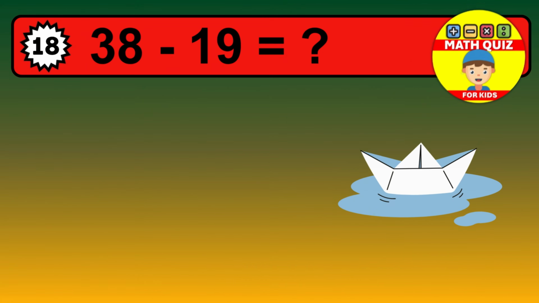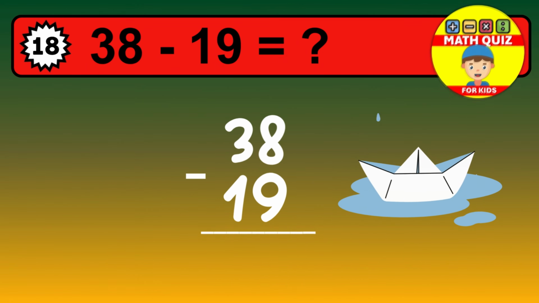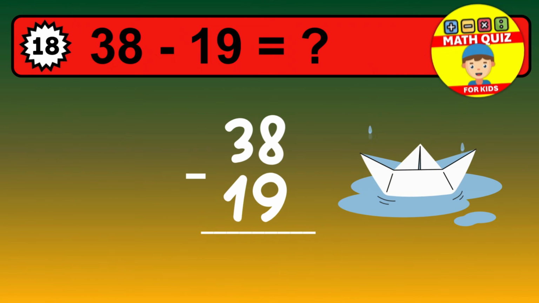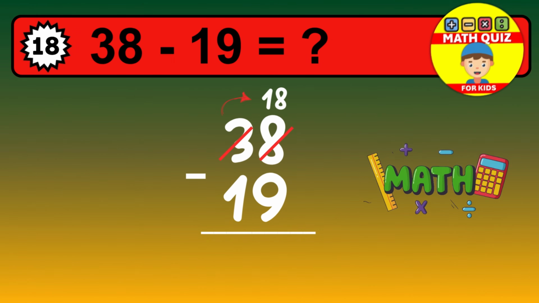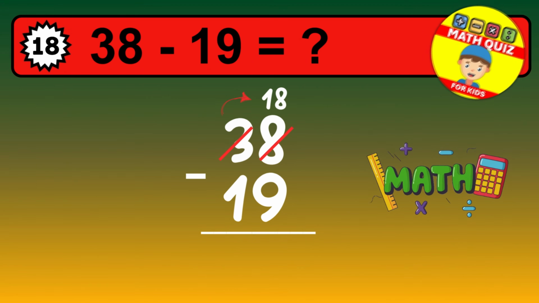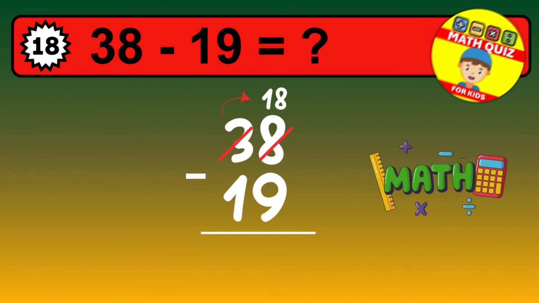Let's solve this step by step. We start with the units. 8 minus 9 is not possible, so we need to regroup. We take one ten from the tens column. Now we have two tens, and the units become 18.